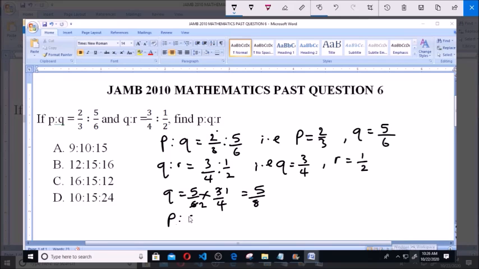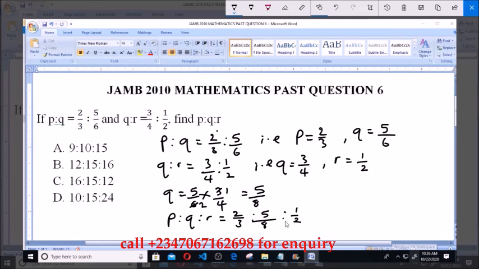Now P ratio Q ratio R will be equal to 2 over 3 ratio 5 over 8 ratio 1 over 2. Let's look at the denominator. If we can make the denominators have the same base, that is the same LCM, then we can pick the numerators as the ratio. The LCM of the denominators 3, 8 and 2 is 24. Now 3 in 24 is 8, 8 multiplied by 2 gives us 16. 8 in 24 is 3, 3 times 5 is 15. Then 2 in 24 is 12, 12 times 1 is 12. Now we can pick the numerators as the ratio.